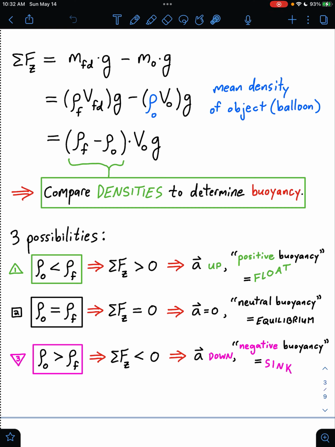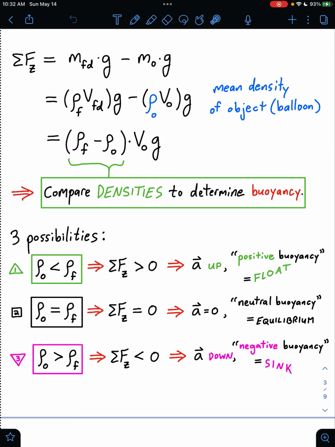If the density of the object is greater than the density of the fluid, then our net force here will be downwards. This net force will be negative here, so downwards. Our acceleration will be downwards. We call that negative buoyancy, and the object will sink. That would include pretty much any solid body that you put into air.